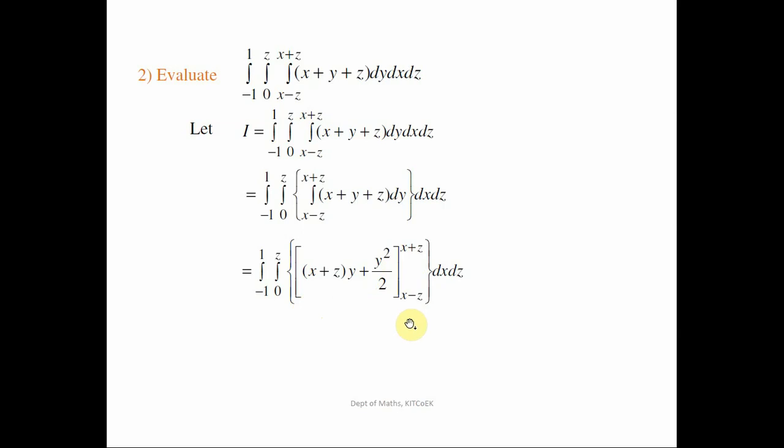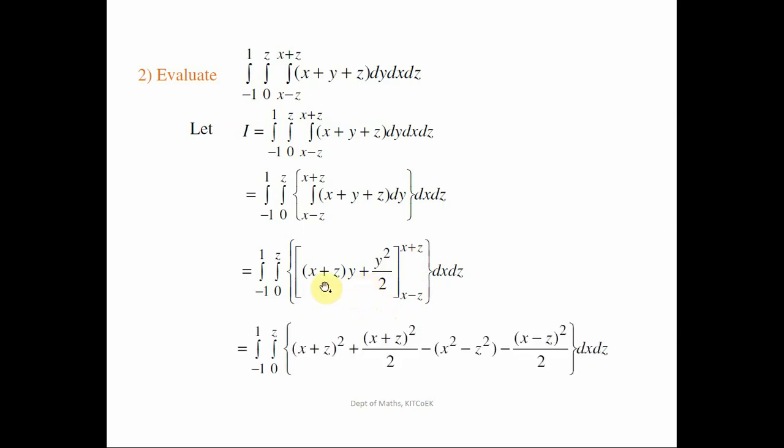So simplify this bracket by putting the values of upper and lower limit. We will need to give the values of upper and lower limit to y. So in this first term, put the upper limit, (x plus z) into y is to be replaced by x plus z. So (x plus z) into (x plus z) will become (x plus z) square. Then plus y is to be replaced by x plus z, so it is (x plus z) bracket square upon 2, this term, and then minus lower limit.